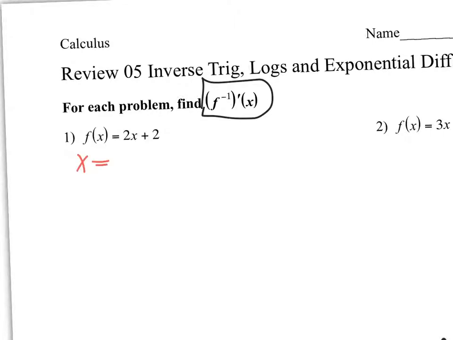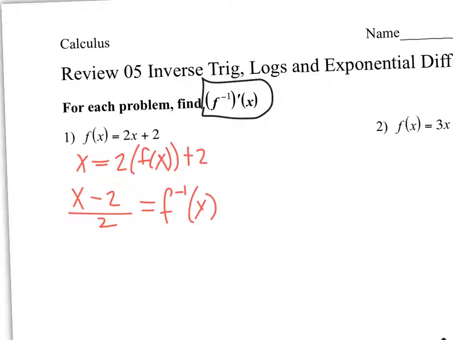So this becomes x is equal to 2 f of x plus 2. To get f of x by itself, we minus 2, so x minus 2, and then divide by 2 to get f inverse of x. So what we did here was we switched our x and y. I guess you could write this as f inverse. And what we got was, it's really 1/2 x minus 1, which is f inverse of x.